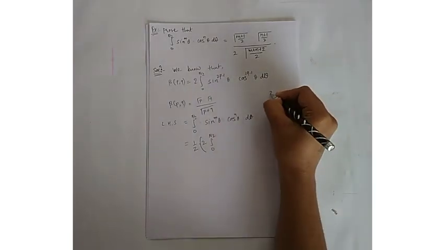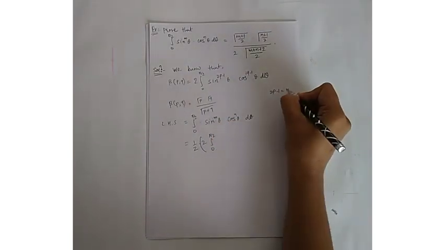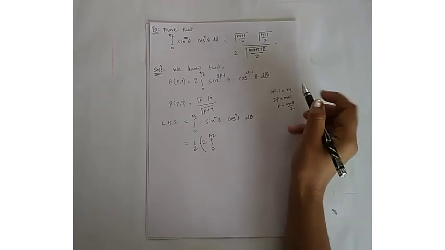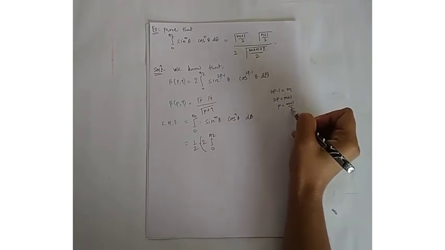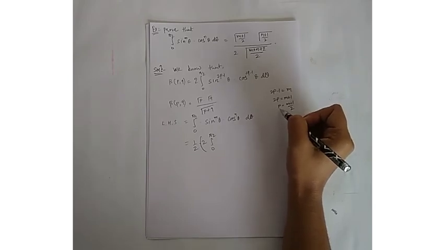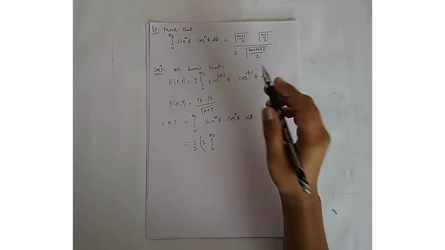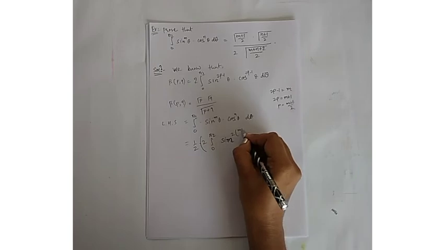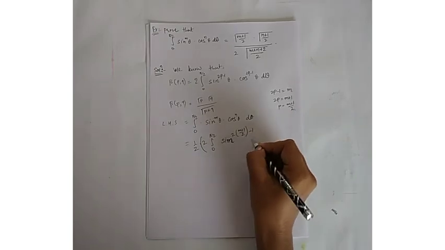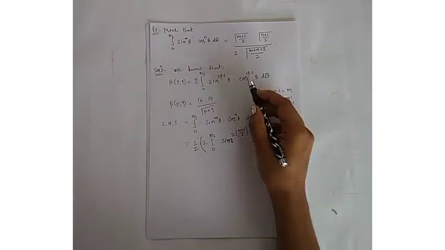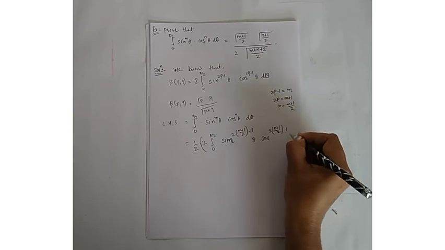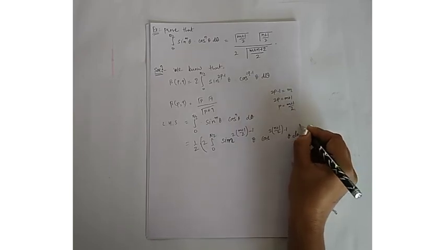So for that, 2p minus 1 is equal to m. So 2p is equal to m plus 1, and p is equal to (m plus 1) divided by 2. So I want this value p, and put p is equal to (m plus 1) by 2 here. So sine 2 into (m plus 1) divided by 2 minus 1 theta cos, same value for q, that is 2 into (n plus 1) divided by 2 minus 1 theta into d theta.